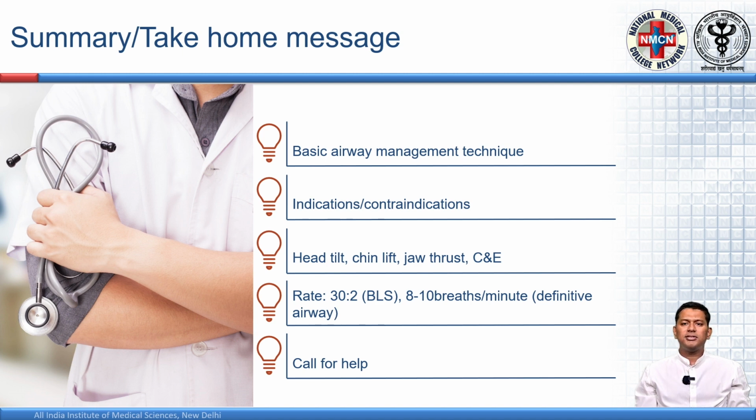Ventilate at the rate of 30:2 during ongoing CPR without a definitive airway. When a definitive airway is secured, ventilate at the rate of 8 to 10 breaths per minute. During your bag and mask ventilation, if you come into any problem, call for help as soon as possible.